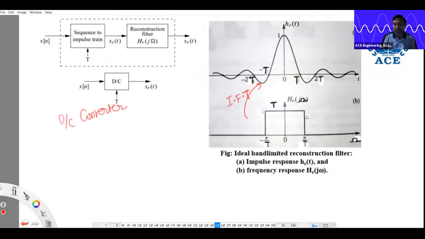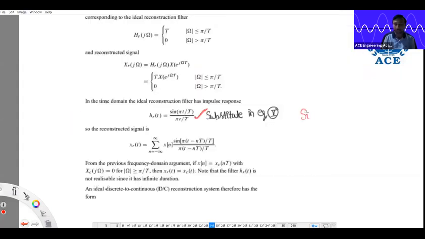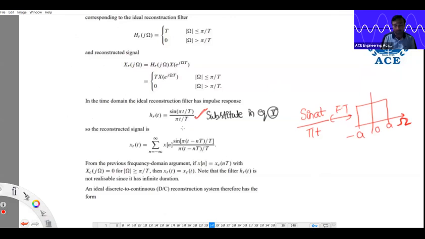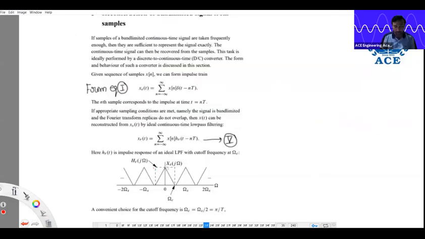How did you get that? The inverse Fourier transform of this one. You are all aware of sin(at) by pi t. Sin(at) by pi t means what Fourier transform? A rectangle from minus a to plus a. Similarly, if you take this rectangular pulse in the frequency domain, the time domain function is sin(pi t/T) by (pi t/T). This I substituted in this formula, h_r of t minus nT.